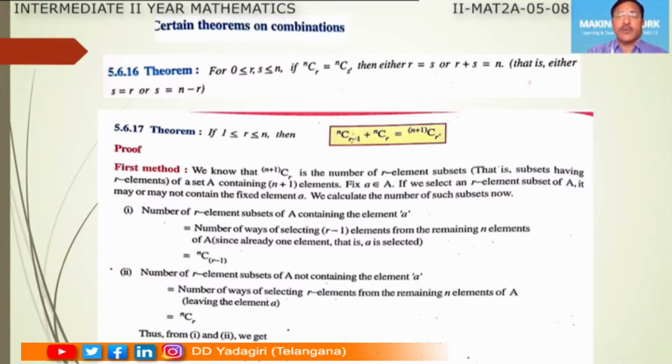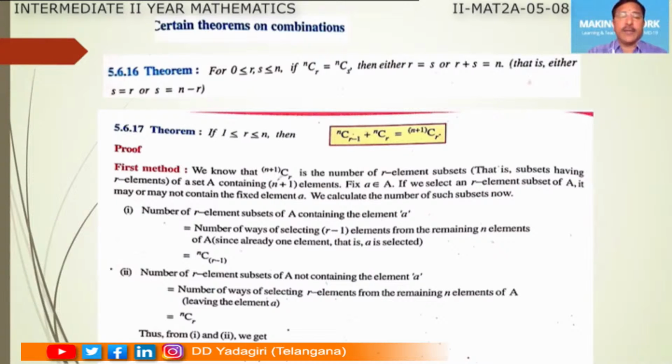So here nC(r minus 1) represents one particular type of combinations and nCr represents another type of combinations. The sum of these two combinations becomes all combinations that can be formed from n plus 1 elements by taking r elements at a time. So here, let us see the proof. We can prove this in two methods, theoretical and analytical. Now let us see the first method.